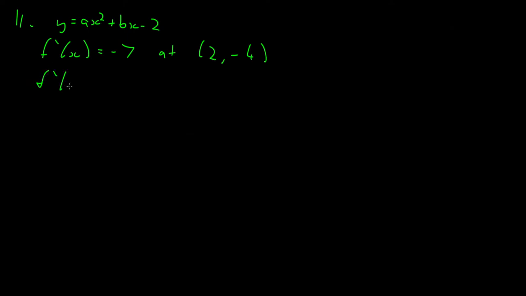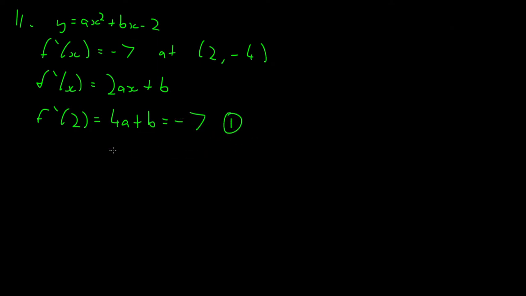First, I have to take the derivative, which will be 2ax plus b. And what we can say is that the derivative evaluated at 2 is equal to 2 times a times 2, which is 4a, plus b equals minus 7. So that's going to be our first equation.